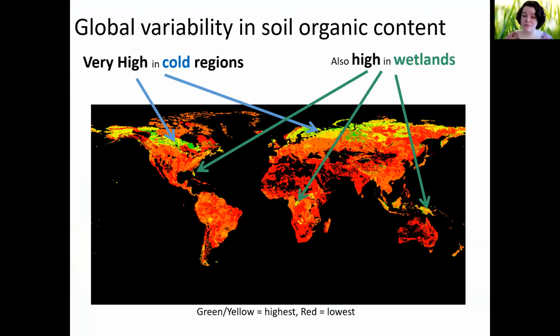Take a look at this heat map of soil carbon content. Areas that appear in green and yellow represent areas of highest carbon accumulation, and red areas represent areas of lowest carbon accumulation. You will notice hot spots in carbon accumulation in cold regions, particularly in the northern hemisphere and in alpine or mountainous regions. And you will also notice hotspots in wetlands, including northern peatlands, but also riverine wetlands, even in tropical regions.